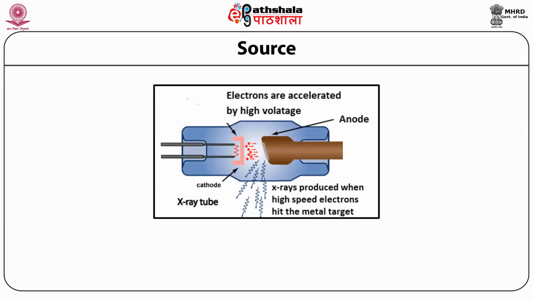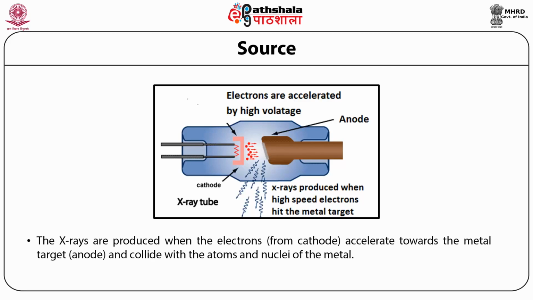This talks about the source, the source which gives the electron. Electrons are accelerated by high voltage. There is an X-ray tube, there is a cathode and an anode. X-rays are produced when high-speed electrons hit the metal target. The X-rays are produced when the electrons from the cathode accelerate towards the metal target, that is the anode, and collide with atoms and nuclei of the metal.